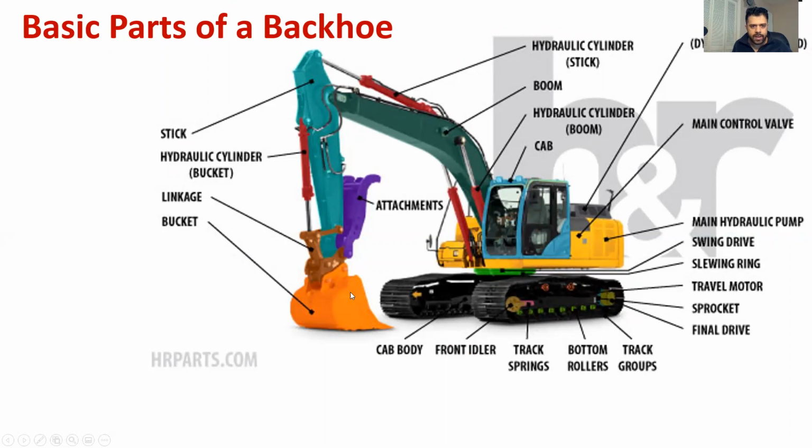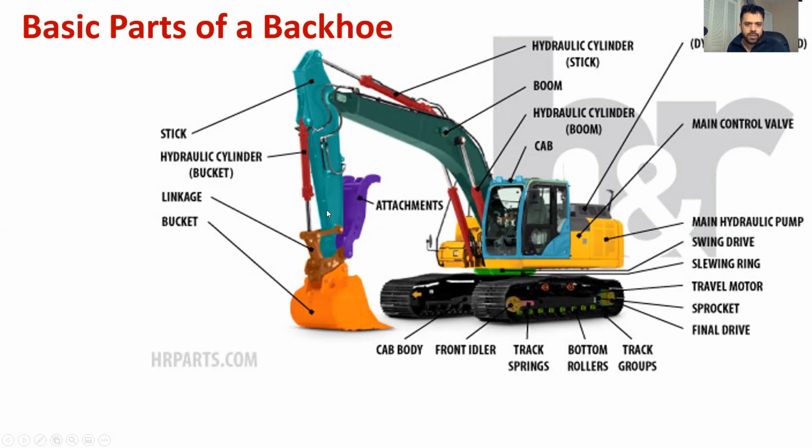So as you can see, it has the bucket, there is a linkage. The linkage allows replacing the bucket with smaller or larger ones. Also, hoes have a very versatile range of buckets. So depending on the operation, you could think of different buckets, and it actually provides a lot more versatile range of buckets compared with a hydraulic excavator.